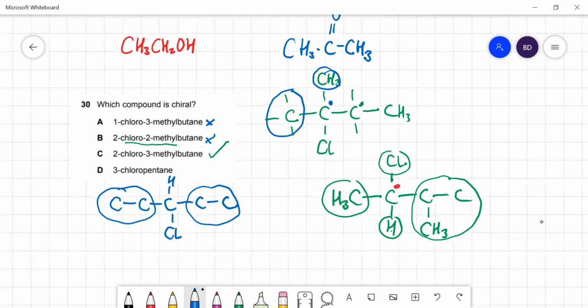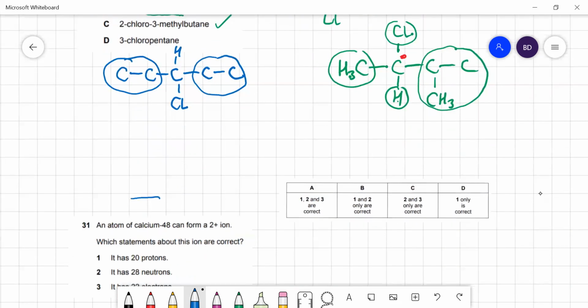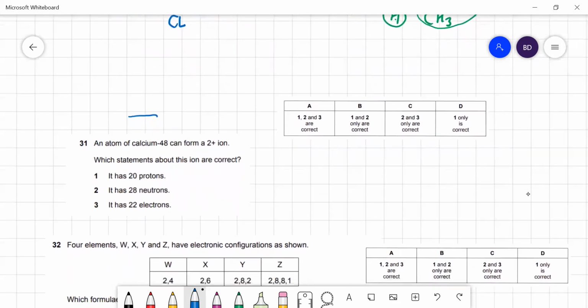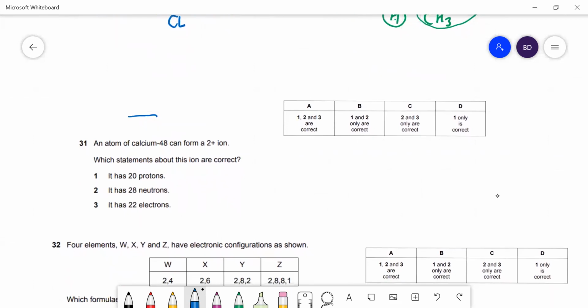Okay, these are the last part of the paper where you have these 1, 2, and 3 bits. An atom of calcium can form a 2+ ion. Now look in your periodic table. Calcium is atomic number 20. So if it's 48, how many protons, how many neutrons has it got? It has got 28 neutrons, 48 minus 20. Has it got 20 protons? Yes, it has. Has it got 22 electrons? No, it would have not 20 electrons, it'd have 18, wouldn't it? It'd lose 2. So 1 and 2, so B is our answer for that one.